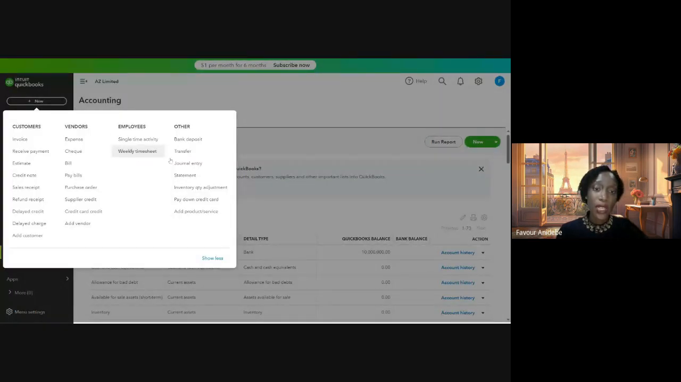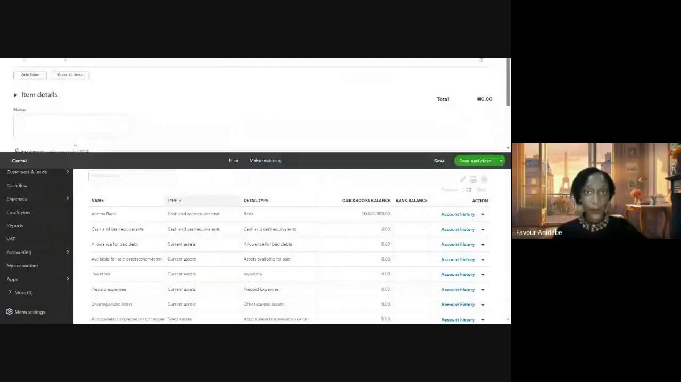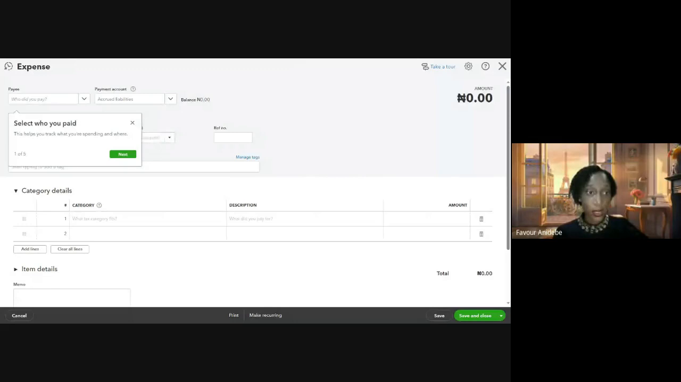So there are different ways we can do it. Let me not do a journal entry. Either you are doing a transfer, or you're doing a bank deposit, or you're even doing an expense, right? Because it is an expense. So let's say we want to show QuickBooks that we have used 2 million naira to purchase a motor vehicle. So you come and select expense. Let's just check.